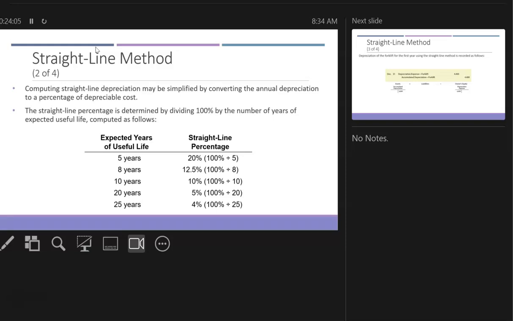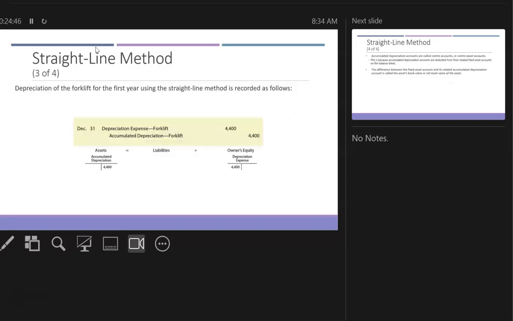Computing straight line depreciation is basically, we can take 100% of the depreciable cost, divide that by 5 years, or 20% of the depreciable cost every year. Okay? So if we want to have depreciation of 8 years, we would take 100% divided by 8 to come up with 12.5% a year. Or if it's 10 years, 10% a year. 20 years, 5% a year. You turn it into a percentage method, or a percent of the total.